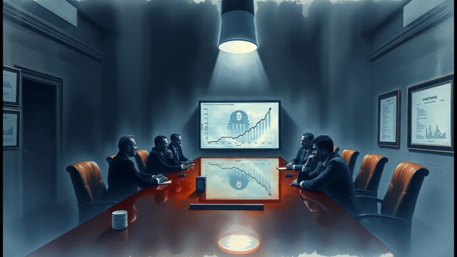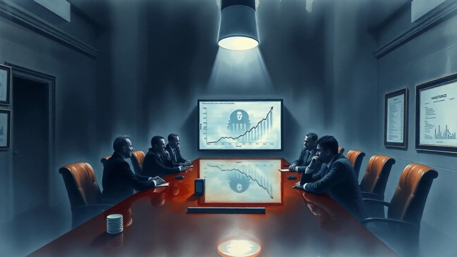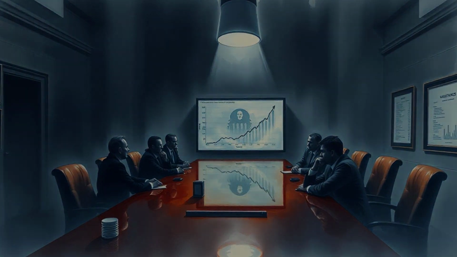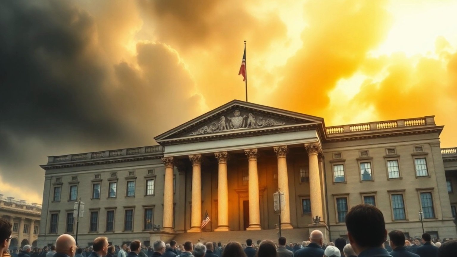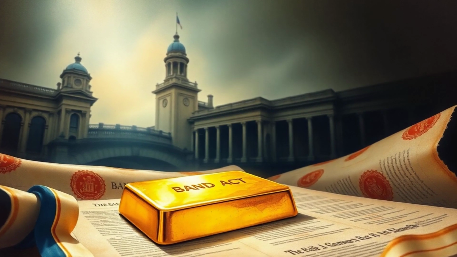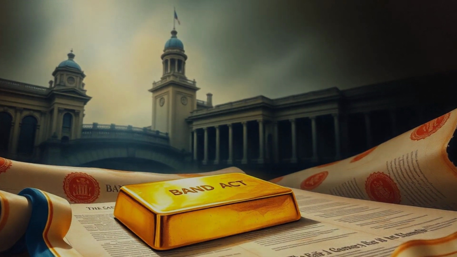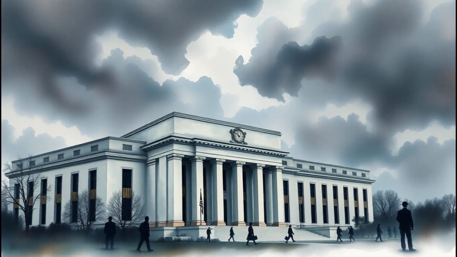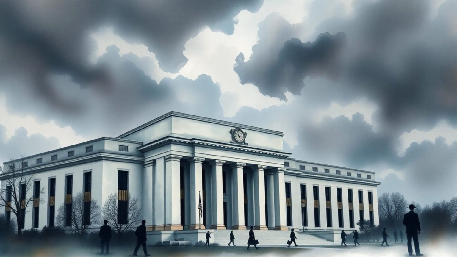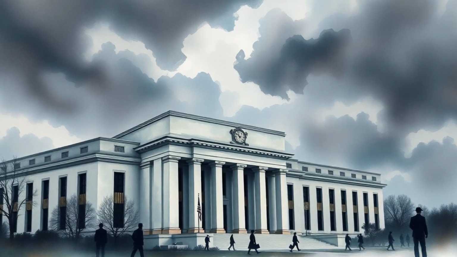Stage 4. Centralized control. The Fed gained new powers. The Gold Reserve Act of 1934 gave the government control over gold. The Banking Act of 1935 restructured the Fed and gave it even more authority over monetary policy. The institution that caused the Great Depression was rewarded with more control.